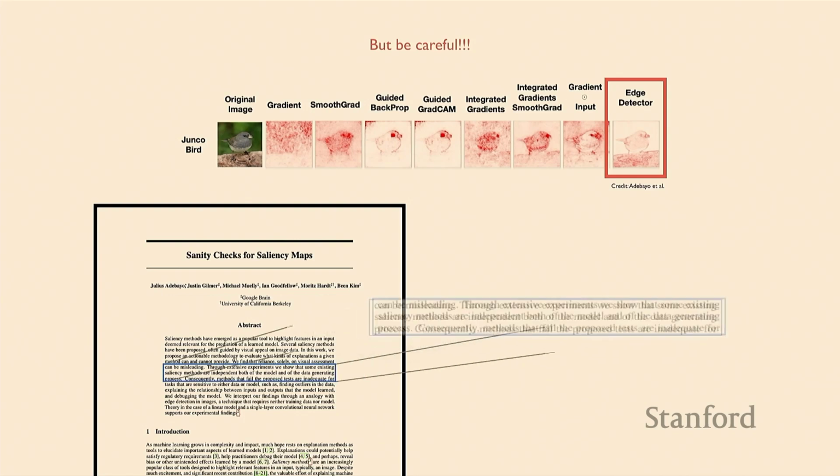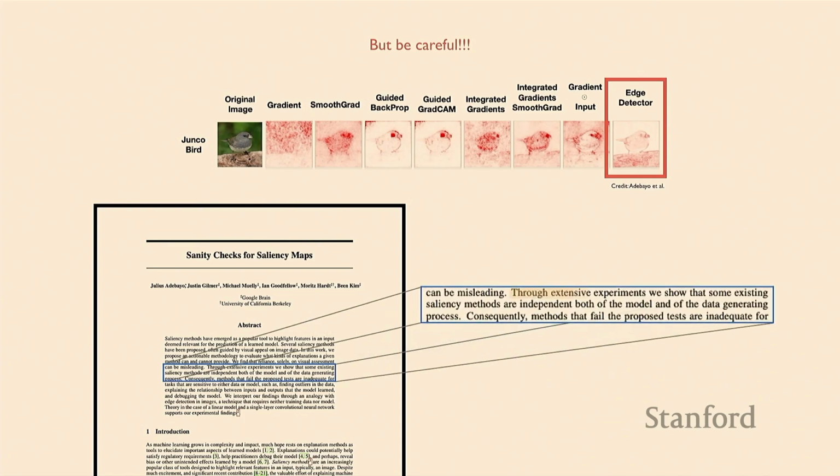What's interesting is they note in their abstract, through extensive experiments, we show that some existing saliency methods are both independent of the model, which is what I just said, and the data generating process. They also show in this paper that you could mix up all the labels of your data, and you still get the same explanation for why everything is what it is, which shouldn't be the case.